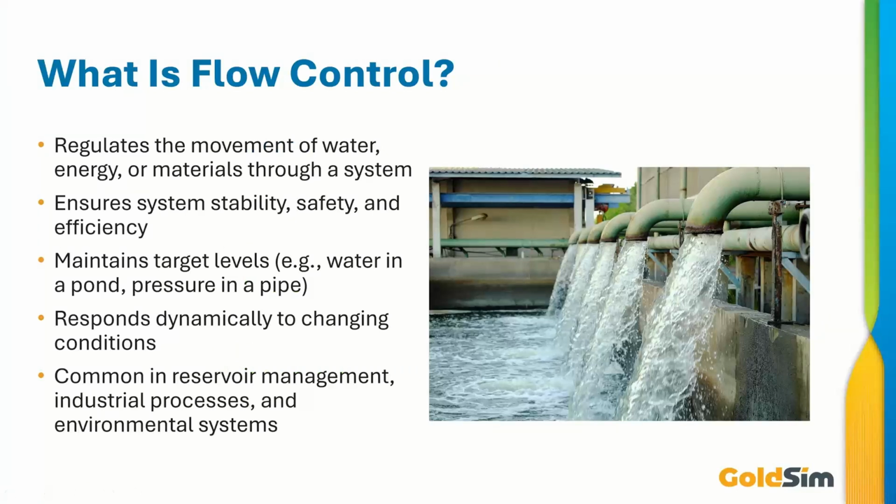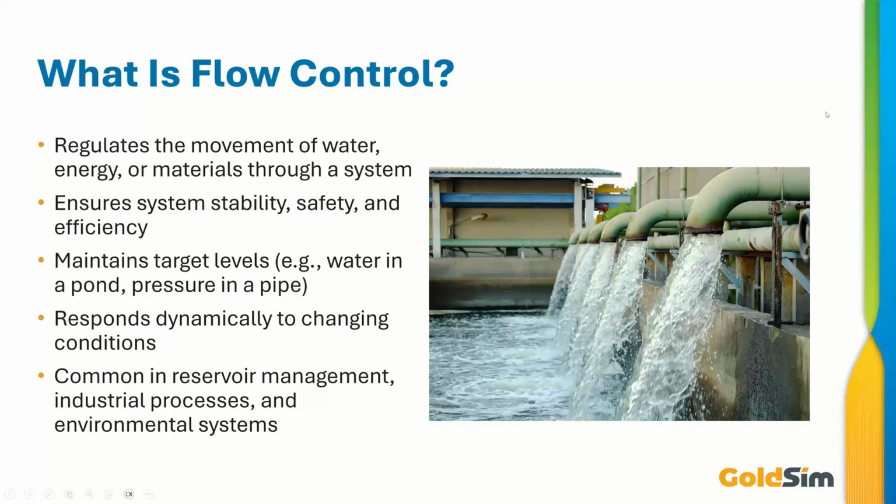Flow control is a way of regulating the movement of water, essentially. And it doesn't have to be water. It could be energy or any kind of material that you're moving through a system where you've got flows that are then affecting the state of some system. I'm going to be focusing in this webinar on water flows, but just imagine it could be used for other types of processes as well.